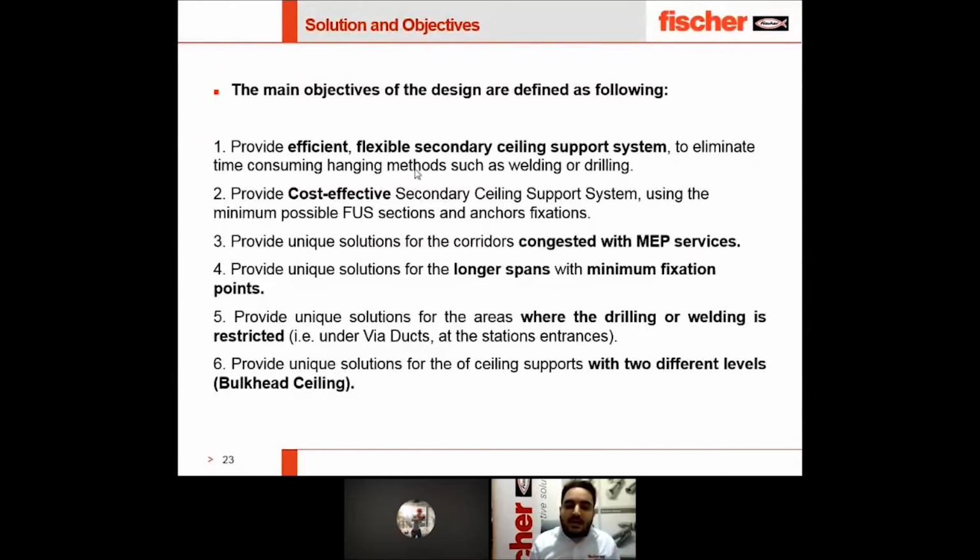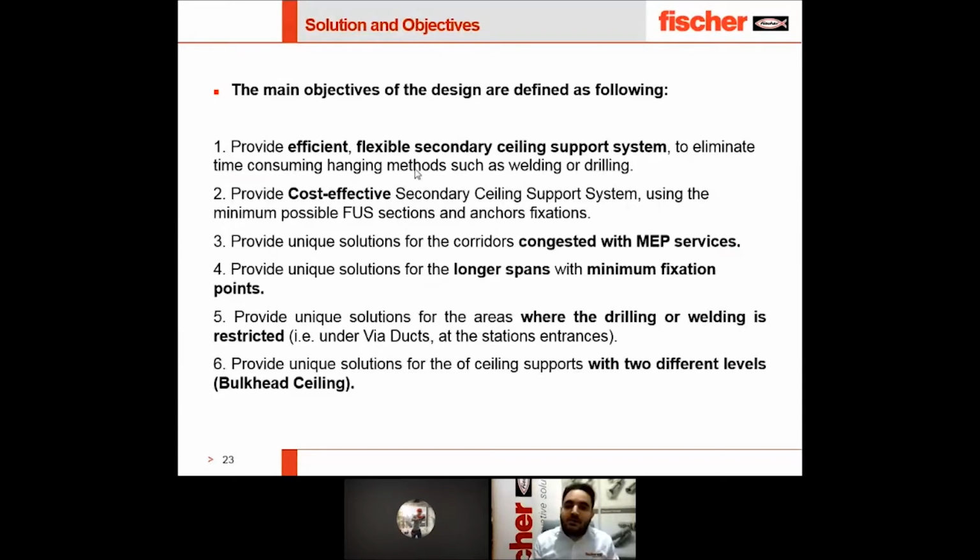Also, we provide unique solutions for congested areas with MEP services. We try to make the best solution for you when you have an MEP congested area. Also, when you have a long span, we can minimize the fixing points. If you use a secondary support system, maybe you need 2 fixing points and 2 drilling points to fix many fixing points for the baffle ceiling itself. And we also provide a solution for areas without drilling, with minimized drilling, and without welding.